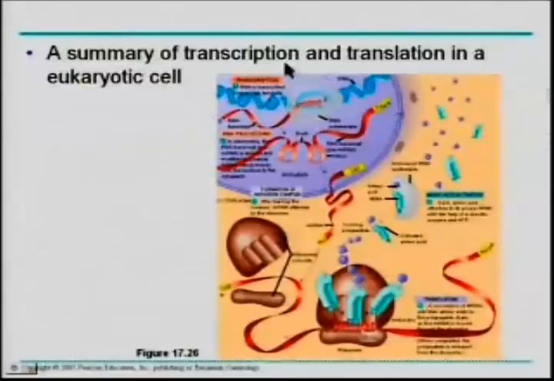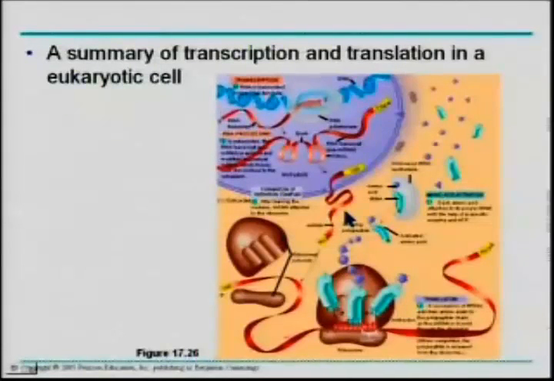So the summary of transcription and translation in a eukaryotic cell. We can see the transcription. The RNA is transcribed inside the nucleus. Here's the RNA polymerase II. The RNA transcript, the primary transcript, is produced. There's RNA processing. The pre-mRNA is spliced and modified to produce the messenger RNA, which moves from the nucleus to the cytoplasm.